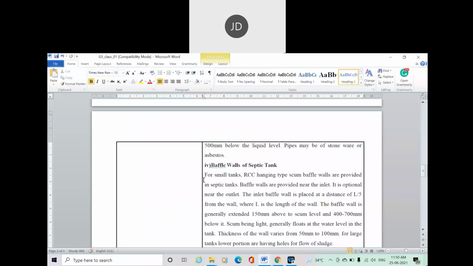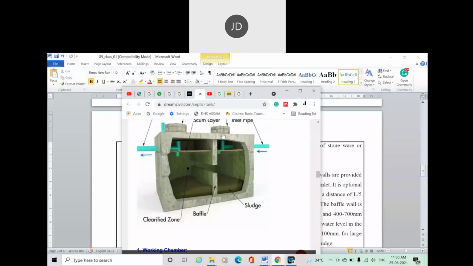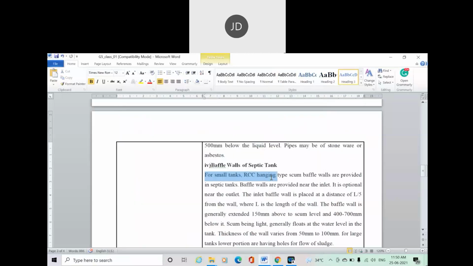So this baffle wall is basically a hanging wall, you can say. Even in the diagram you can see these baffle walls are hanging from the top, even from the bottom. They are basically hanging walls. For small tanks, RCC hanging-type scum baffle walls are provided in septic tanks. Baffle walls are provided nearby the inlet, and can be provided at the outlet also. It is optional nearby the outlet, but it's also very important to provide a baffle wall nearby the outlet.